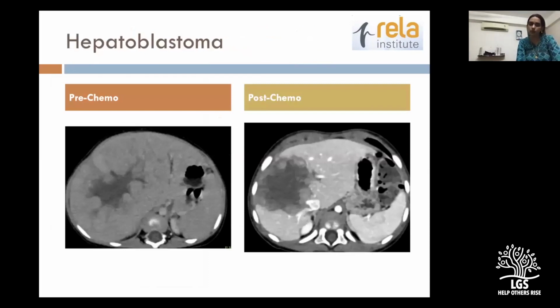This is an image showing a good response to chemotherapy in a case of hepatoblastoma. The pre-treatment shows a large heterogeneously enhancing mass with central necrosis. It's occupying almost the entire right lobe and even part of segment 4. We can see here in the post-treatment how the tumor has nicely shrunken in size and the rest of the background parenchyma has regenerated.